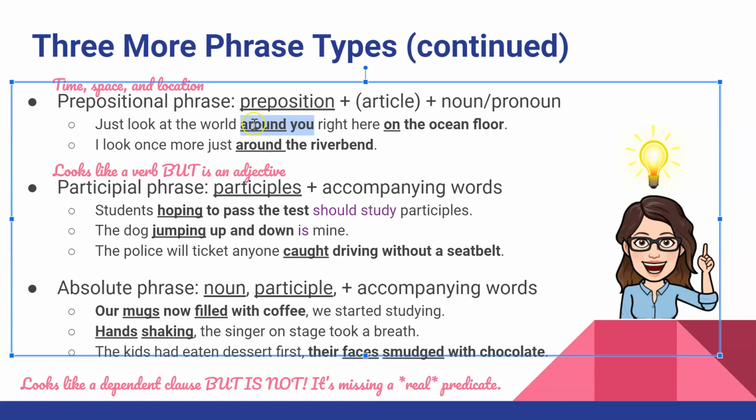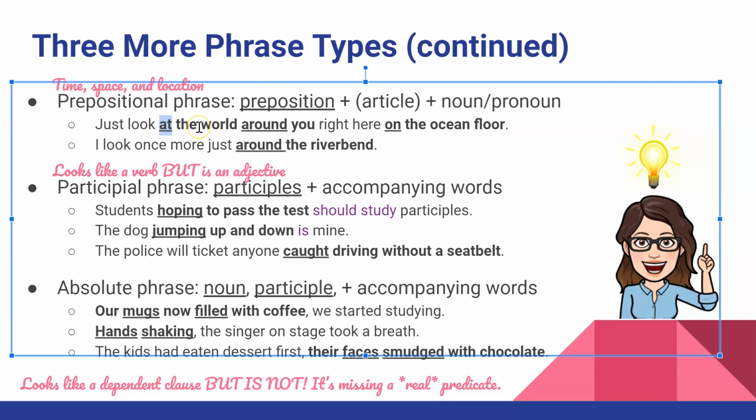Around is a preposition. You is a pronoun. We've skipped an article in the middle. But look where around you. Oh, hey, look, I forgot one. There's another one, guys. At is a preposition.